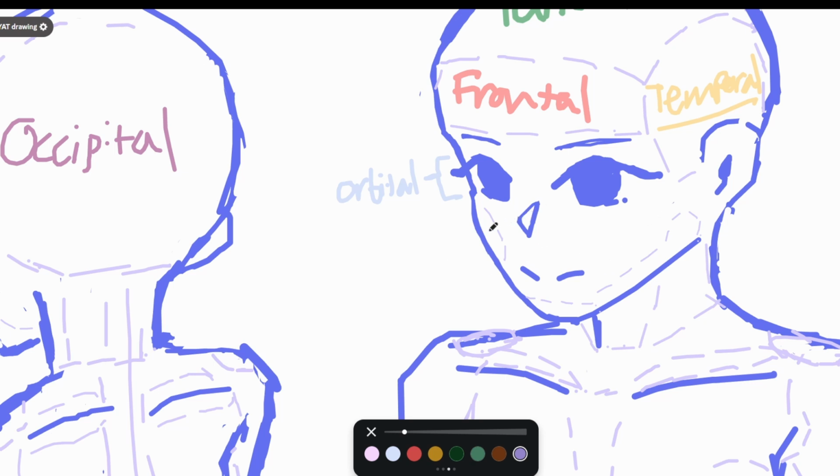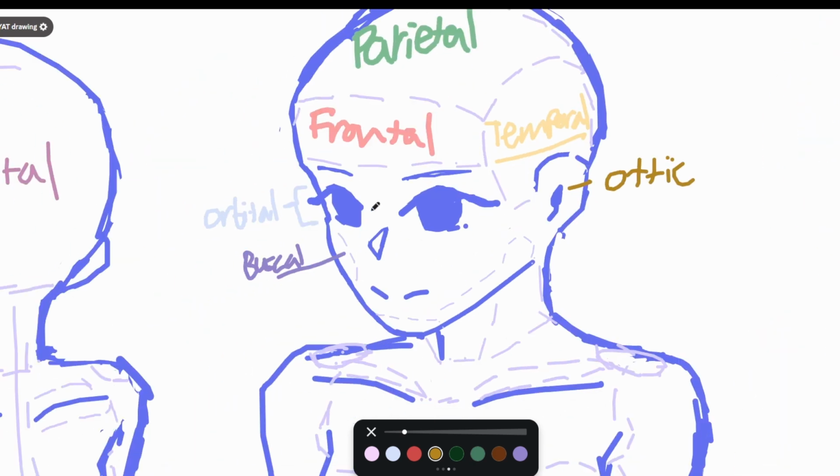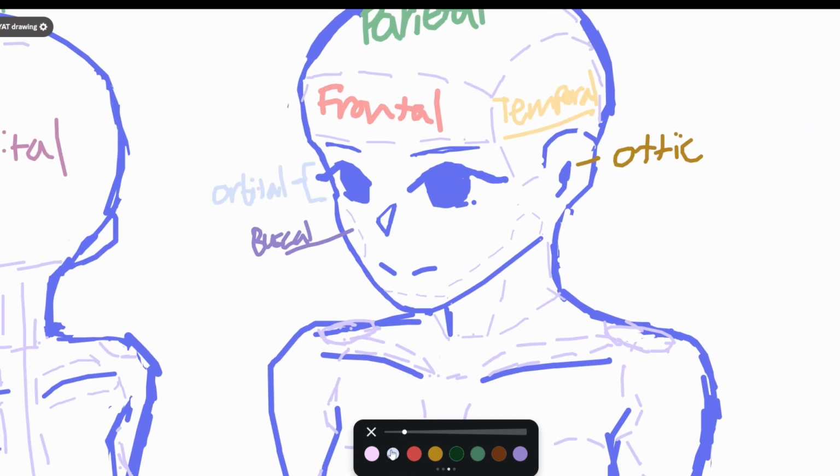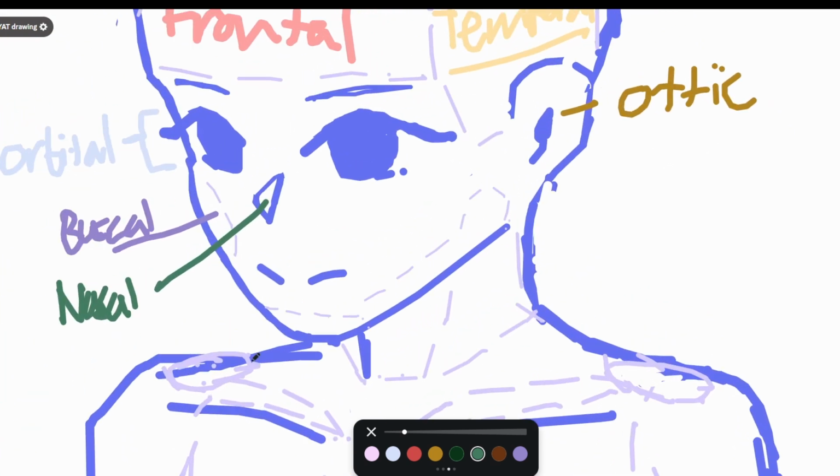So then you have your buccal, which is your cheek, right? There's not really a way to remember this one. And then over here, you have your otic region, which is your ear, right? Again, not much of a mnemonic for this. And over here, you would have your nasal region, right? This one's pretty self-explanatory. Come on, you guys have used nasal spray before, right? That's where the word comes from.